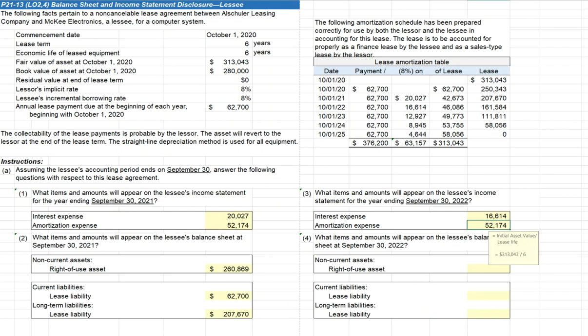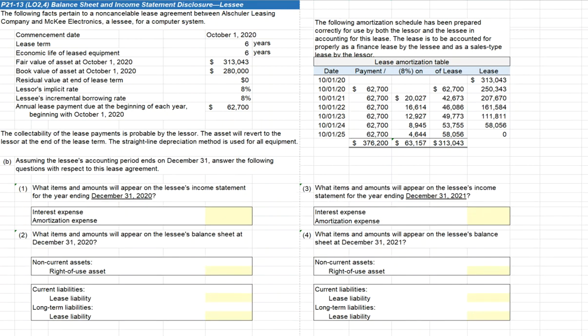Our right of use asset has now declined by another $52,000. It's the initial carrying value minus amortization for 2 years, or we can simply say it was the prior year's right of use balance minus the current year's amortization expense. The current liability on our lease is again the next lease payment we have to make, $62,700. The long-term lease liability is the remaining lease payments, years 2023 through 2025. We've got 3 payments.